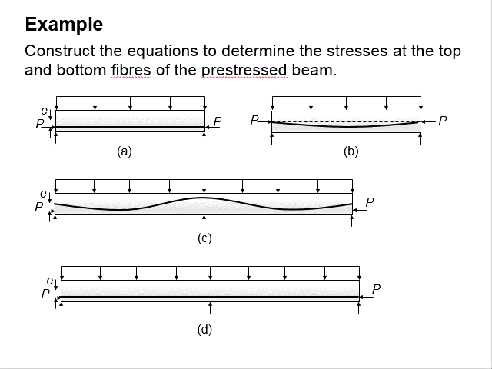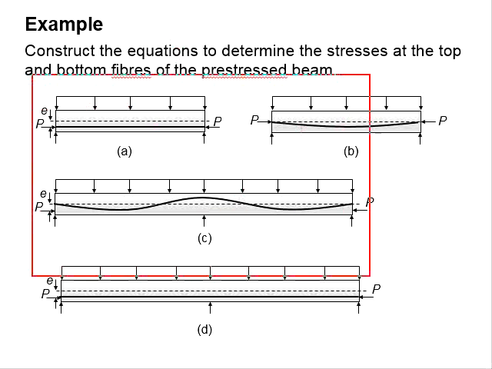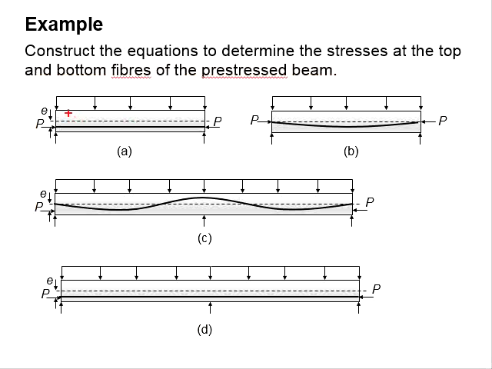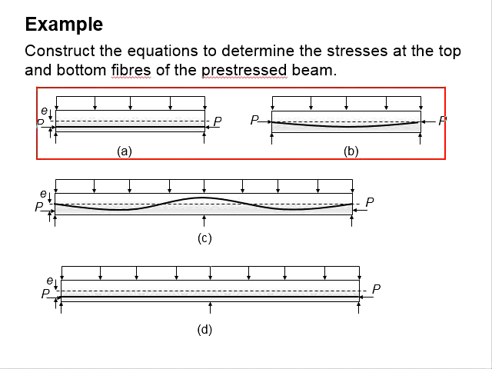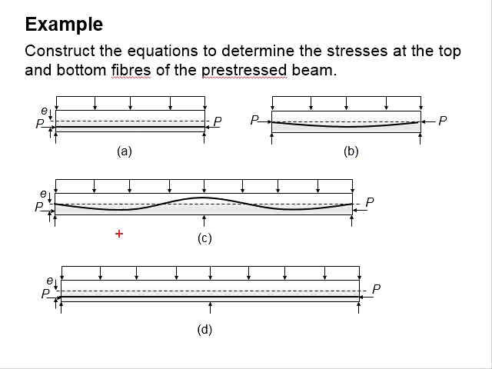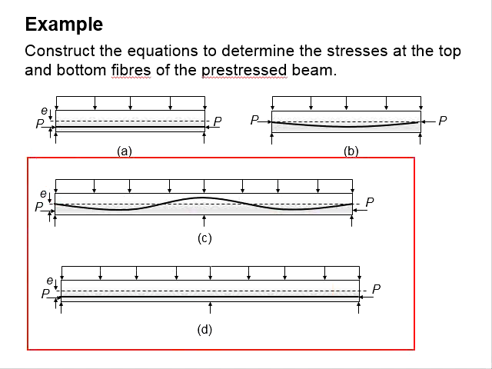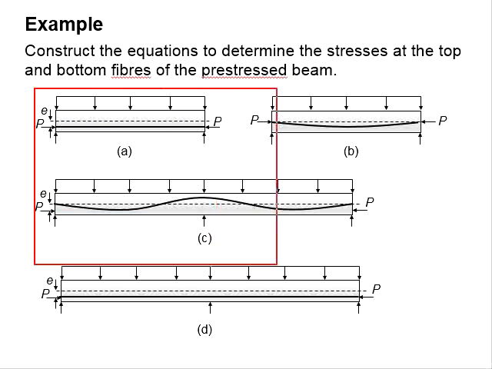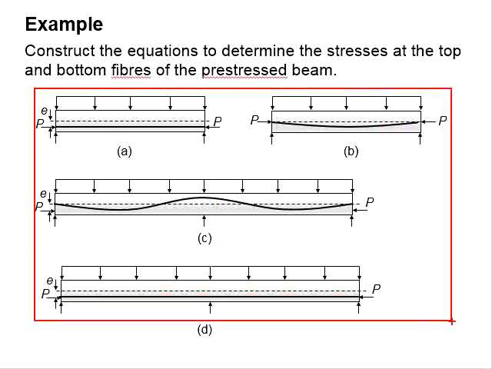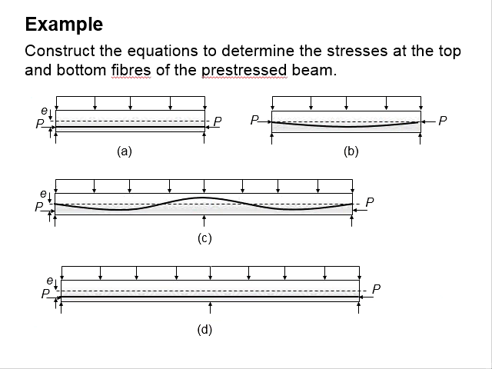Let us try some examples to construct the equations to determine the stresses acting at the top and the bottom fiber of the prestressed beam. There are 4 beams here. Beam A and B are simply supported beams, and beam C and D are continuous beams. All the beams are subjected to uniformly distributed load.